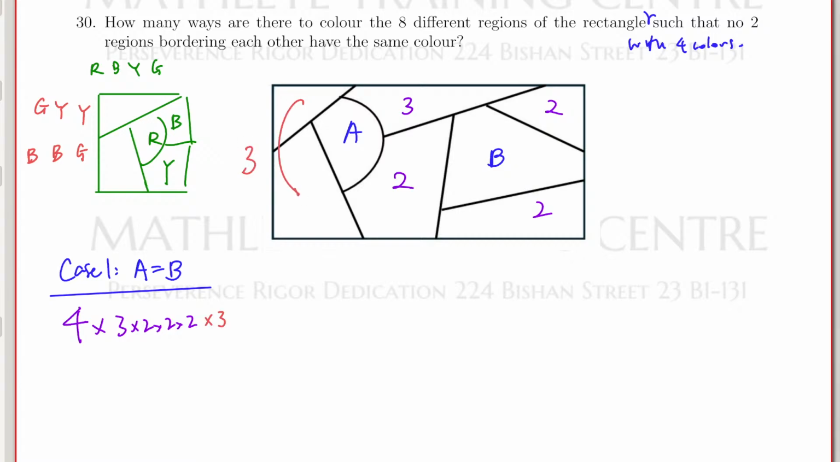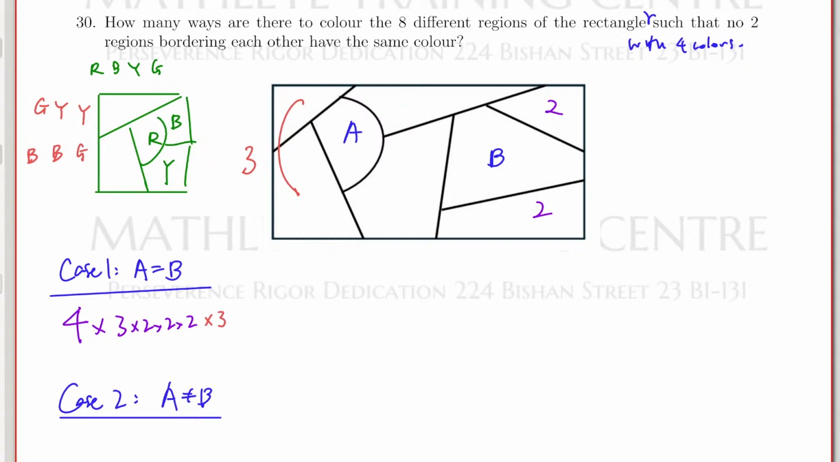So it's not that they themselves have some number of ways; it's that combined together, they have three ways to do it. So case 1, where A equals B, is actually 4 times 3 times 2 times 2 times 2 times 3. I'm not going to calculate this yet; you'll understand why later. Let's take a look at case 2, where A is not equal to B.